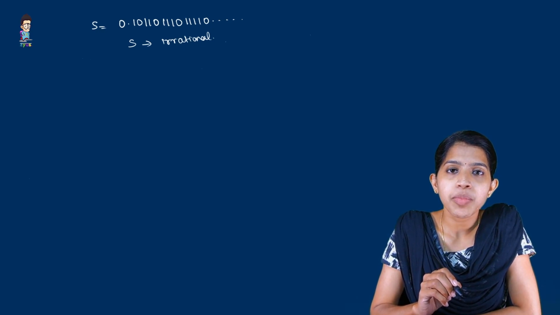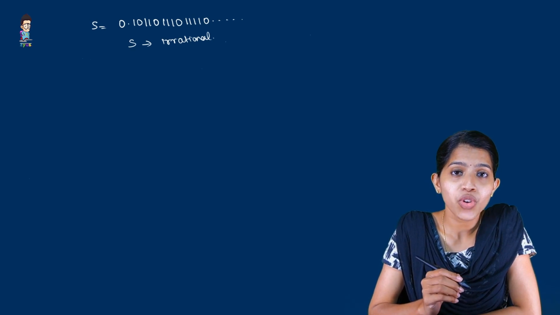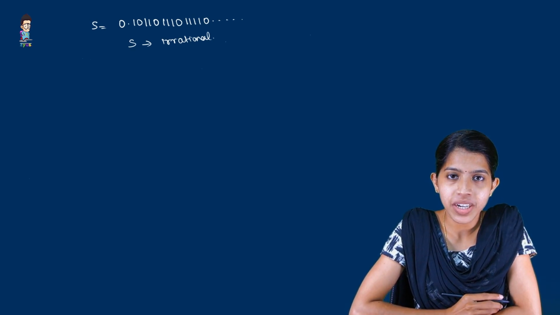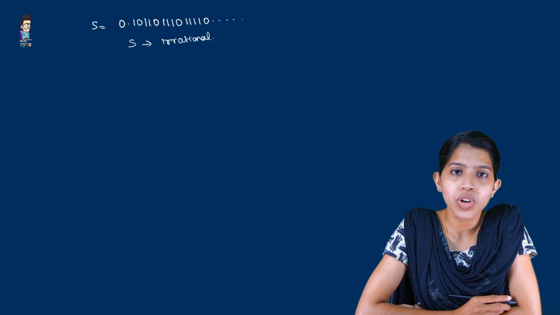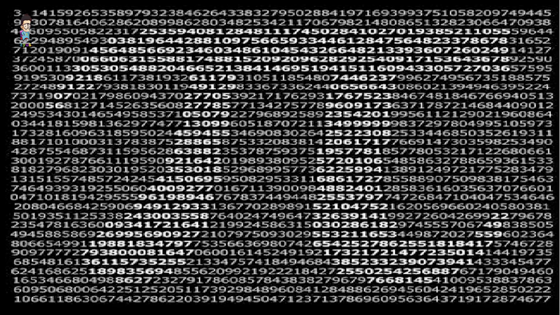And you all are familiar with the number pi. What is the speciality of pi? Of course, you know that pi is an irrational number and its decimal expansion is non-terminating, non-recurring. And you know what? Using high-speed computers and advanced algorithms, pi has been computed up to 1.24 trillion decimal places.